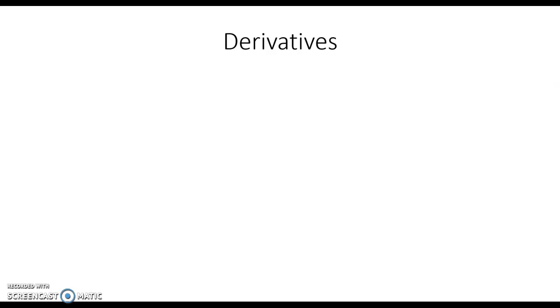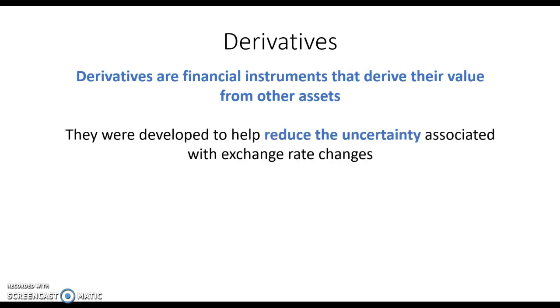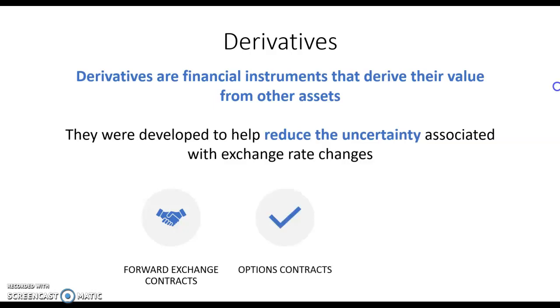So what are derivatives? Derivatives are financial instruments that derive or get their value from other assets. They were developed primarily through financial institutions such as banks to reduce the uncertainty associated with exchange rate changes. The three the syllabus wants us to know about are forward exchange contracts, options contracts, and currency swaps. All three of these are named in the syllabus, so you could get a question on any of them, whether it be a short answer or multiple choice.